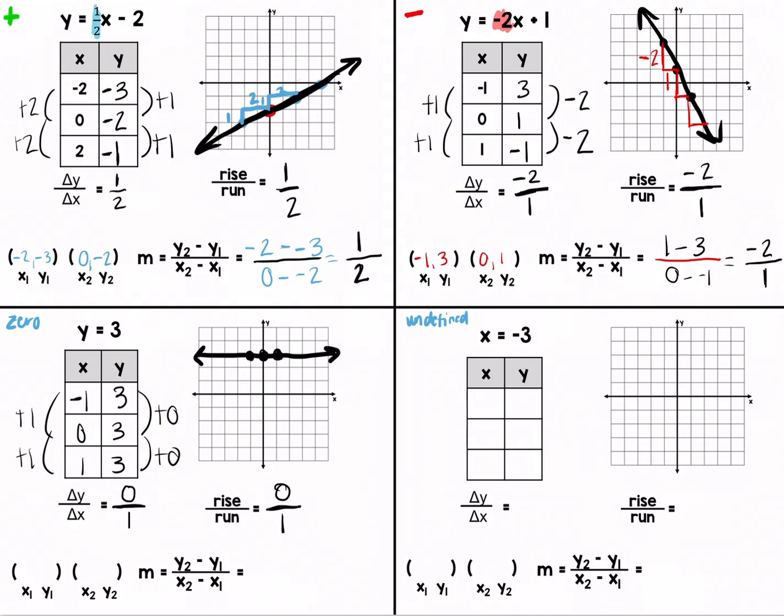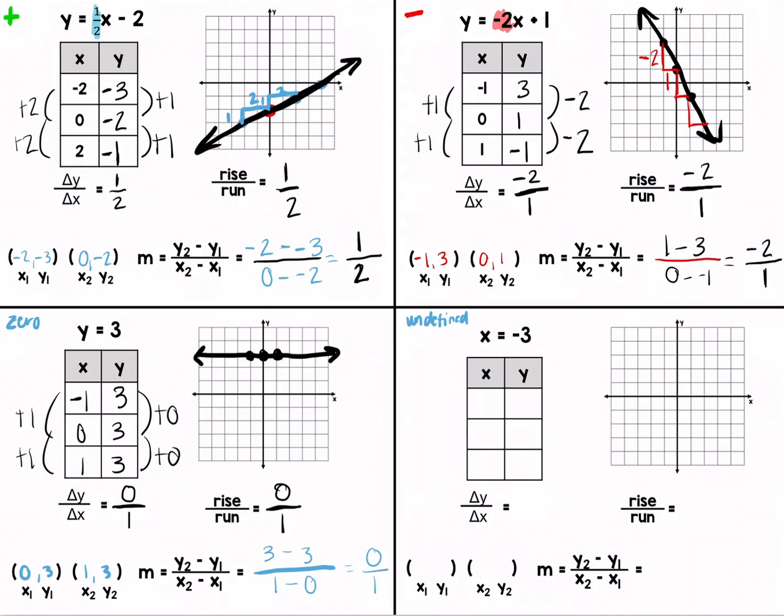So I'm going to do 0, 3, and 1, 3. So if I do y2 minus y1, so 3 minus 3 over x2 minus x1, 3 minus 3 is 0, and 1 minus 0 is 1. So all of those lead to a 0 slope. So if you have y equals a number and they want you to graph that equation, that just means you're going to have a horizontal line, and that means its slope is 0.